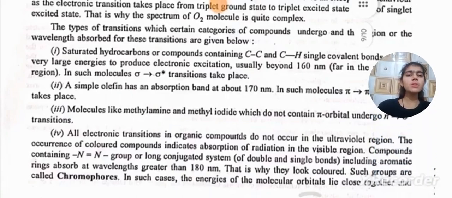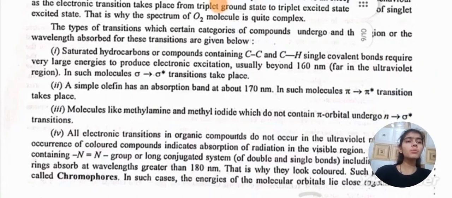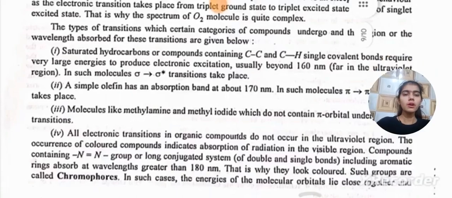All electronic transitions in organic compounds do not occur in the ultraviolet region. The occurrence of colored compounds indicates absorption of radiation in the visible region. Compounds containing N double bond N group or long conjugated system of double and single bonds, including aromatic rings, absorb at wavelength greater than 180 nanometer. That is why they look colored. Such groups are called chromophores.